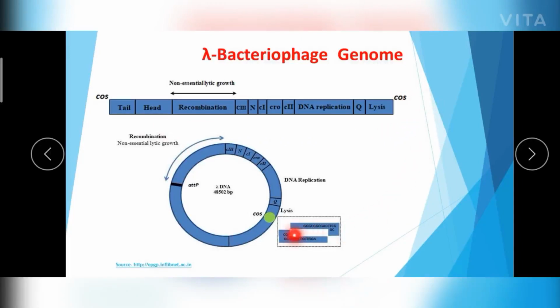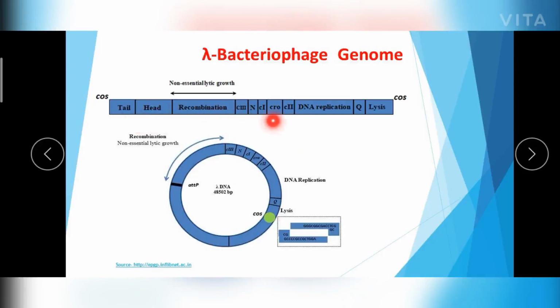The size of the overhangs is 12 nucleotides and these bases are complementary in nature. When the linear genome enters into the bacterial cell, it gets circularized due to the base pairing at the overhangs to form a site called the cos site. In this manner, the linear genome becomes a circular genome in the bacterial cell.